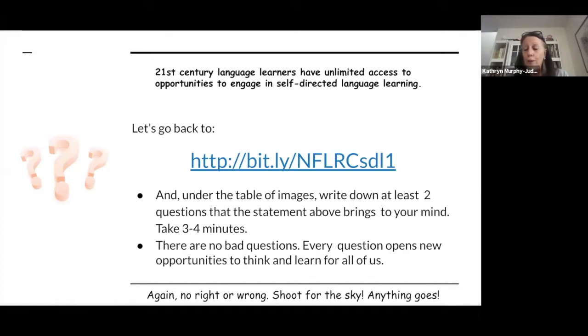There are no bad questions, and it's all questions. And every question that we ask, that someone else asks, opens up new opportunities for the rest of us to think and learn. So again, there's nothing right or wrong. Just ask questions. You may totally disagree with this prompt, in which case, go ahead and ask questions that really interrogate the prompt and the different aspects of it.